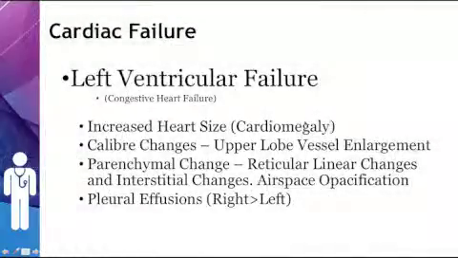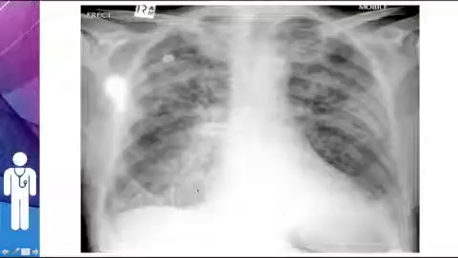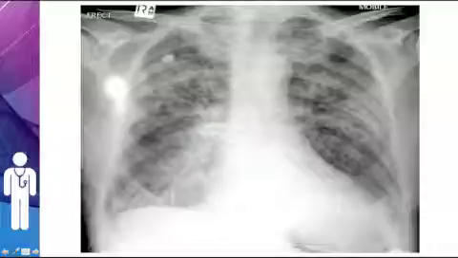Patients with a left ventricular failure have various changes listed here. Here's an example. There's a large heart, there's fluffy shadowing, upper lobe diversion, and not so much a bat wing appearance, but quite an abnormal appearance of the hila here. There's even some small pleural effusions there.